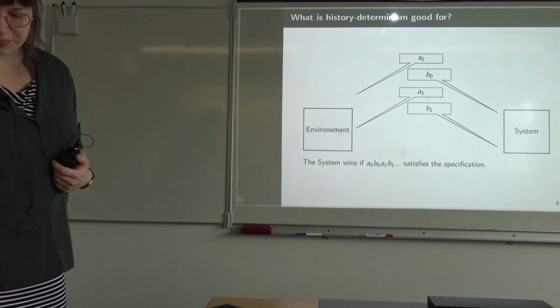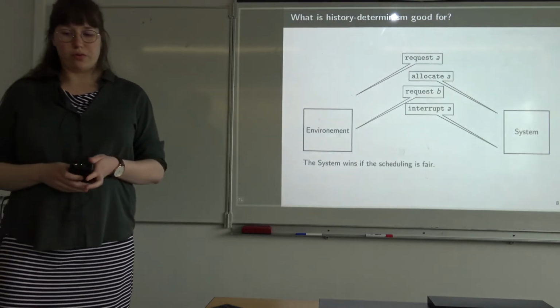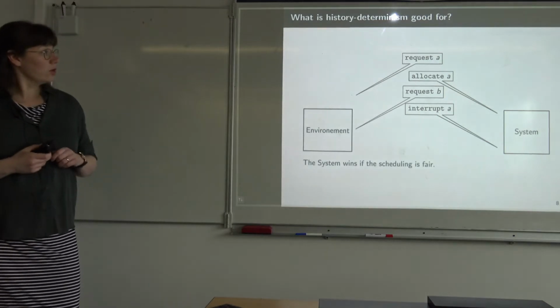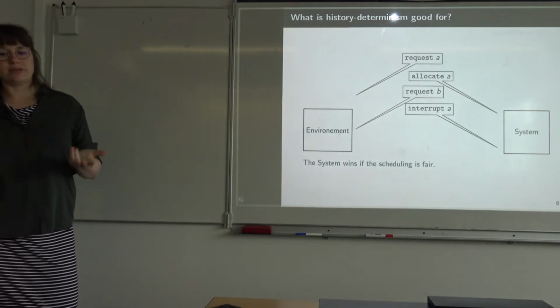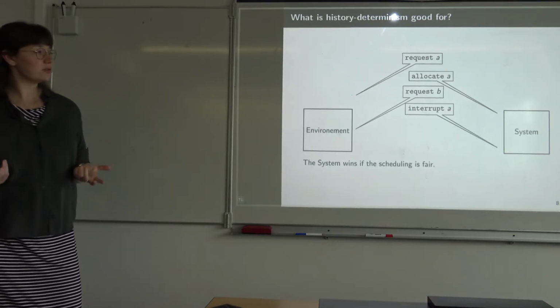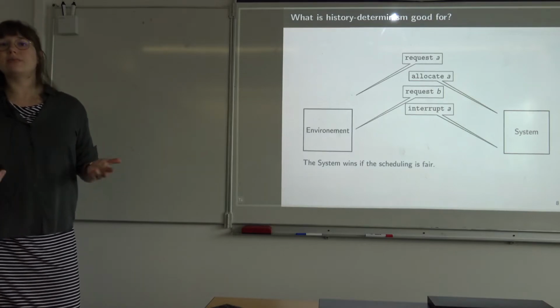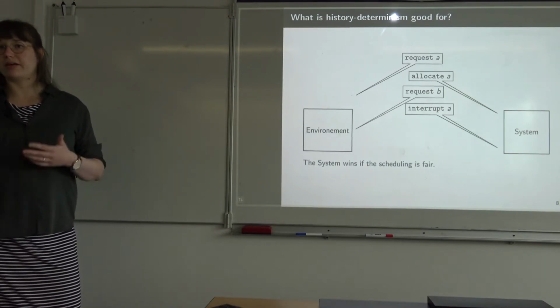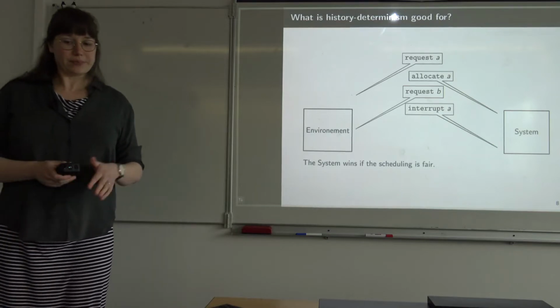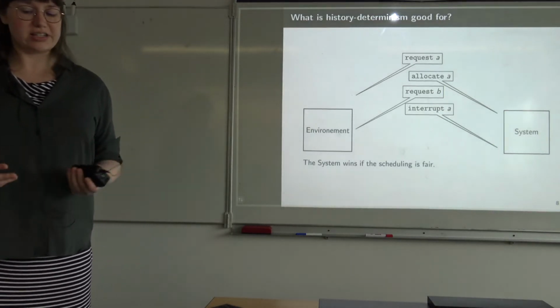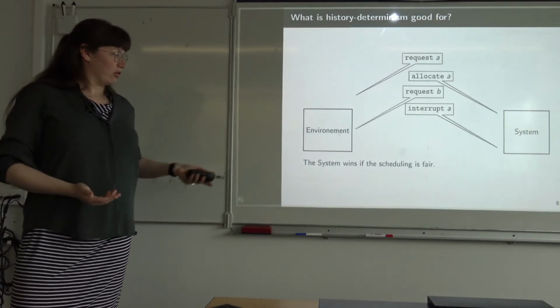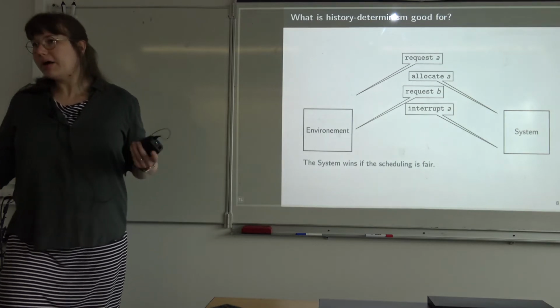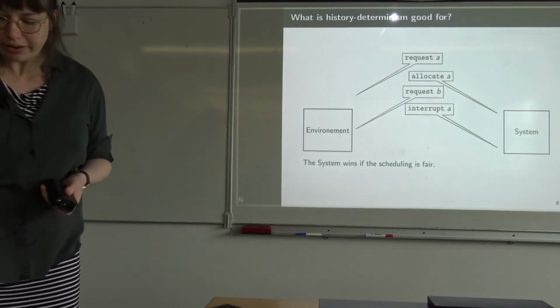So, for example, we can imagine that our system is sending us some requests for resources, and the job of the system is to allocate resources in some sort of dynamic scheduling. Dynamic schedule that should satisfy our specification, which can say something about the scheduling being fair or good enough.